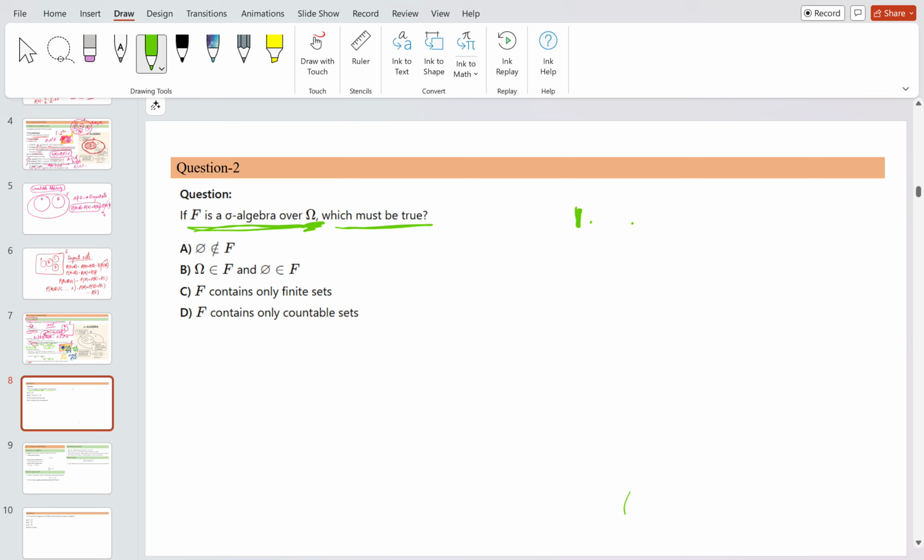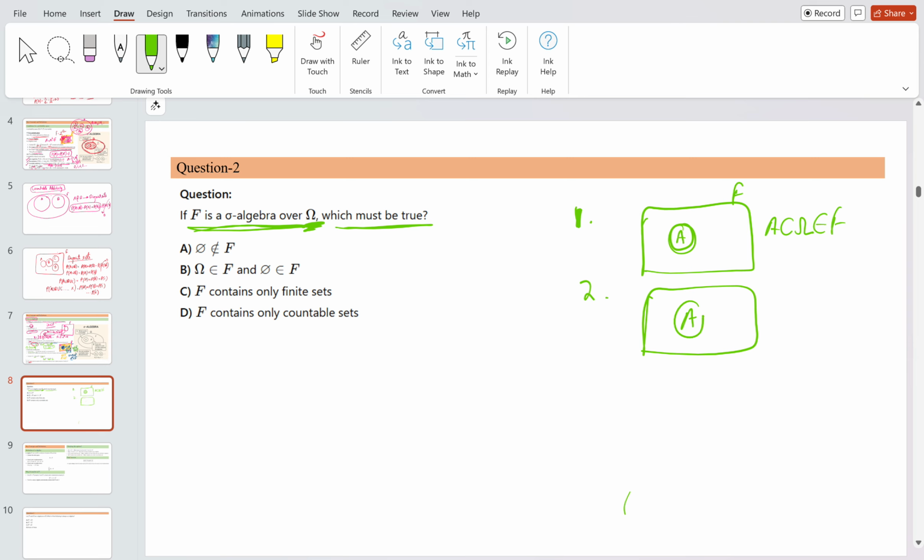First, omega is belonging to F. Second, if you have A belonging to F, and omega is the whole sample space, then the complement of A will also belong to F.